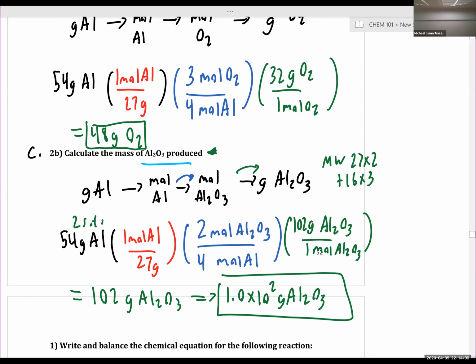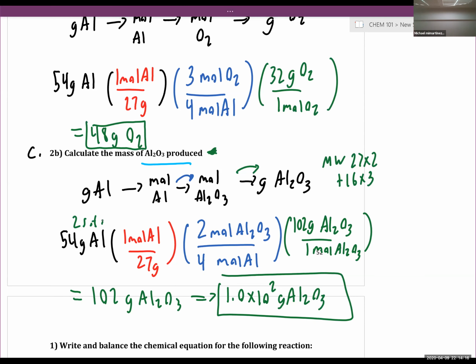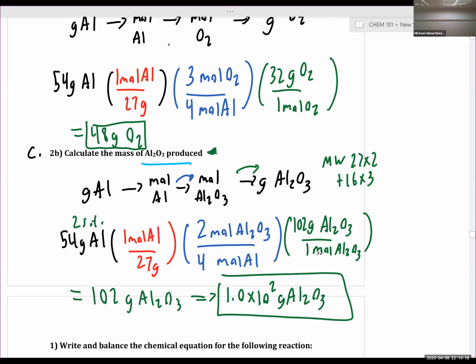Does that make sense so far? Everyone comfortable with these stoichiometry examples? Any questions so far? Okay, I don't see any additional questions, so let's keep going.